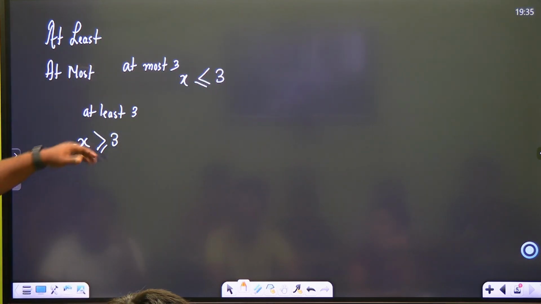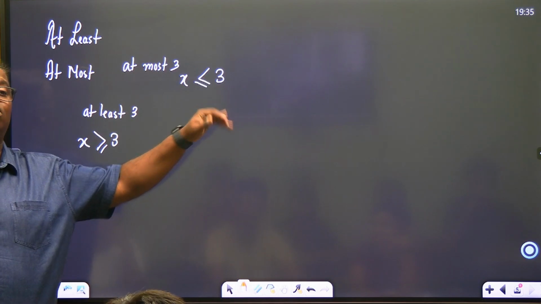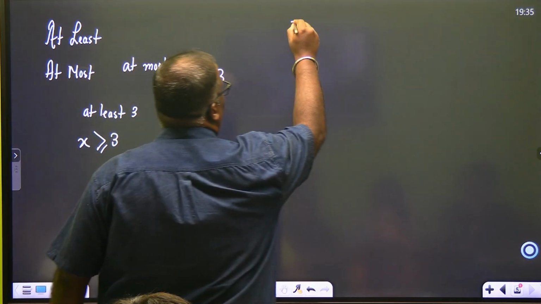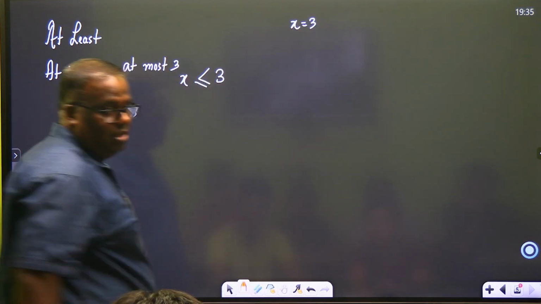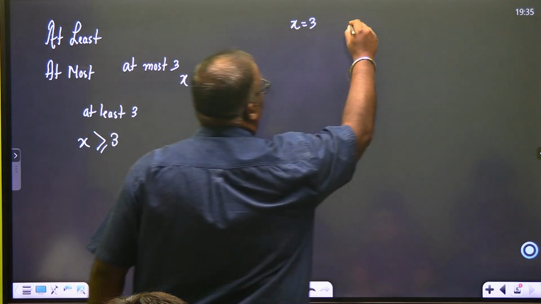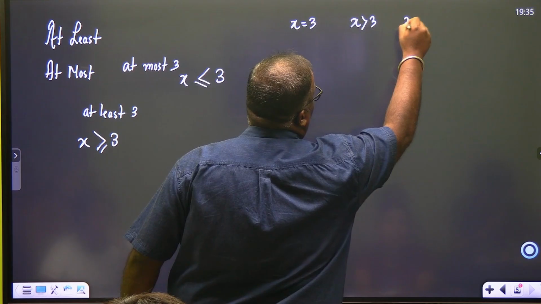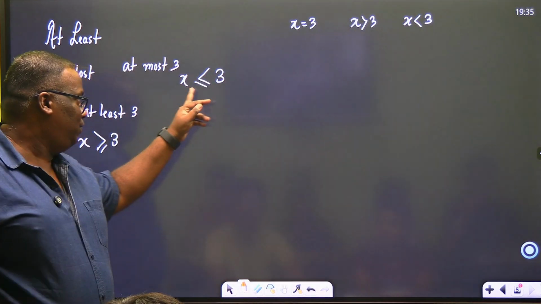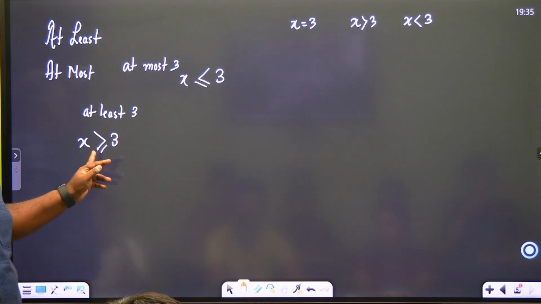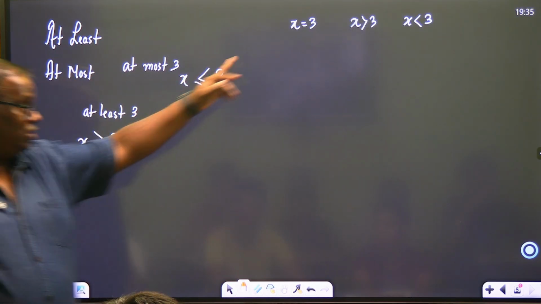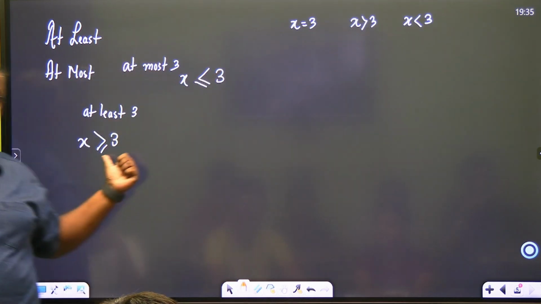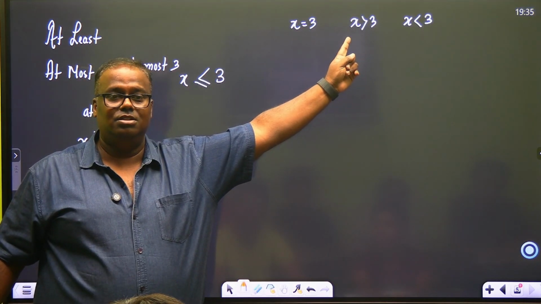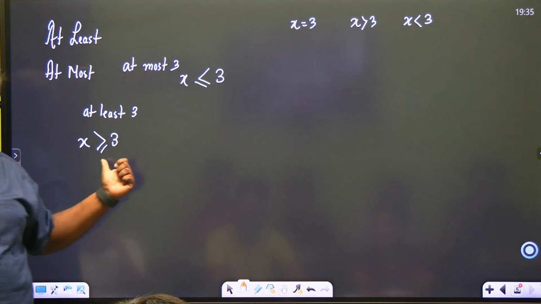These things in grade 11 we study under the chapter called inequalities. Equality is x equal to 3. Inequality means x can be greater than 3 or x can be less than 3. इसमें और इसमें क्या डिफरेंस है? This is greater than 3. This is greater than equal to 3. Here means you will eat at least 4 samosas. Here even 3 samosas are okay.